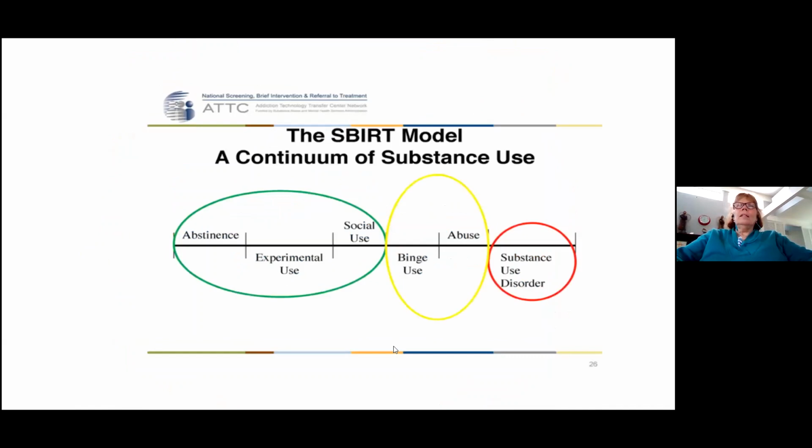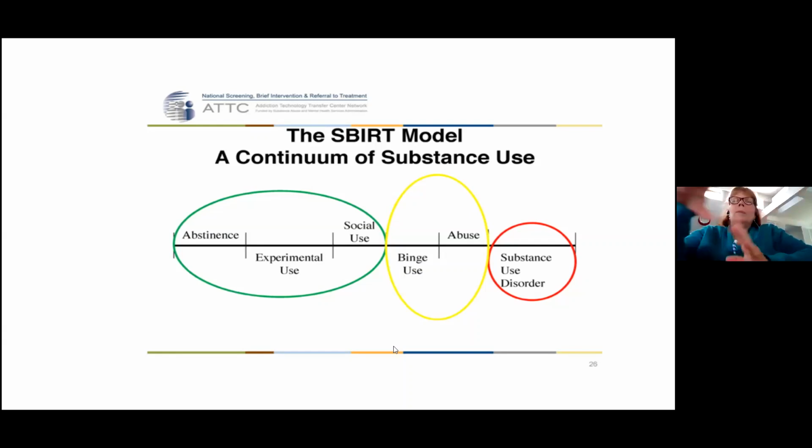So here is the continuum of substance use in this model. On the far left, as you look at the screen, is abstinence, and that's primary prevention. And then you have experimental use, social use, and binge use, episodic use. So experimental, social, and binge could be considered secondary prevention, after the behavior has started.